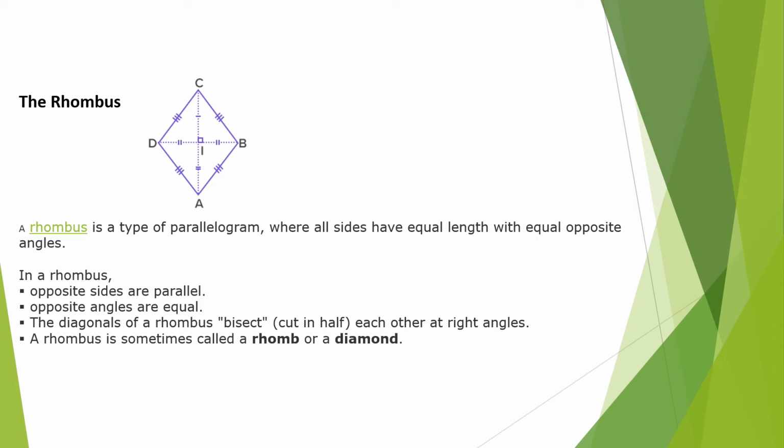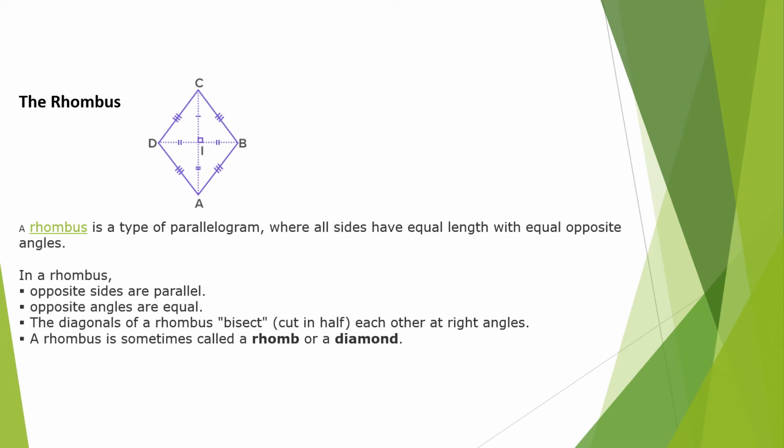Now let us know about the rhombus. Children, a rhombus is a type of parallelogram. Rhombus also comes under the category of parallelogram. It is a type of parallelogram where all the four sides are equal in length, only the opposite angles are equal. In case of rectangle, we find that all the angles are equal, only the opposite sides are equal. But in case of rhombus, all the sides are equal, only the opposite angles are equal.